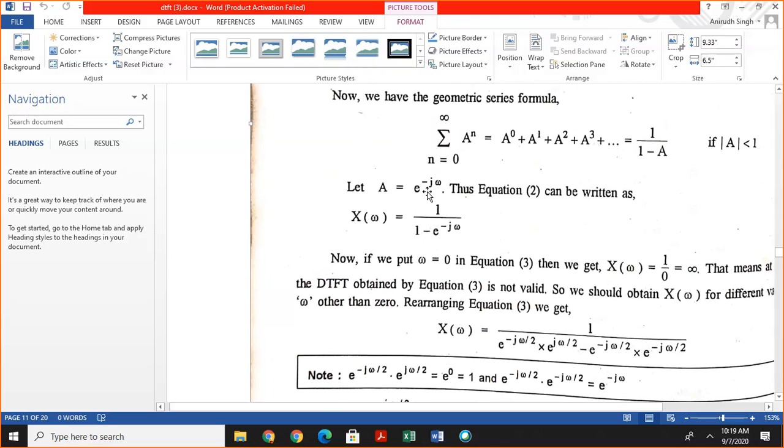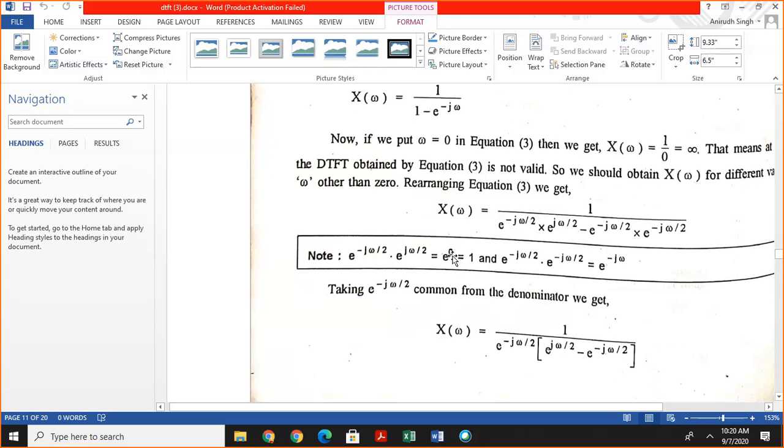Here we suppose that a is equal to exponential minus j omega. So we get the value of the Fourier transform X of omega is equal to 1 by 1 minus exponential minus j omega. Now if we put omega equal to 0, then we get 1 minus 1 is 0, and we get X of omega is infinite, which is not desired.